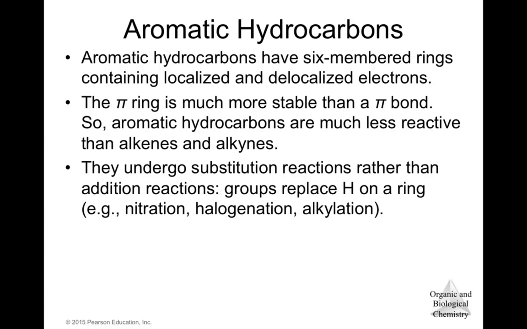In the ones of alkenes or alkynes, we add, for example, in hydrogenation, we add two hydrogens. In halogenation, we add two halogens, two bromines or two chlorines. Okay. Now here in the aromatic hydrocarbons, they undergo substitution reactions. So groups replace hydrogens on the ring. We have nitration, halogenation, and alkylation.